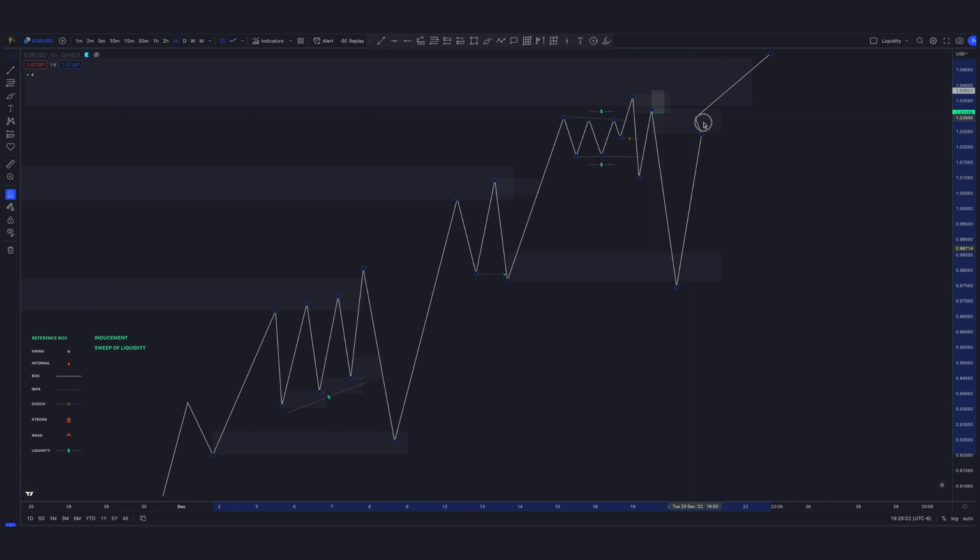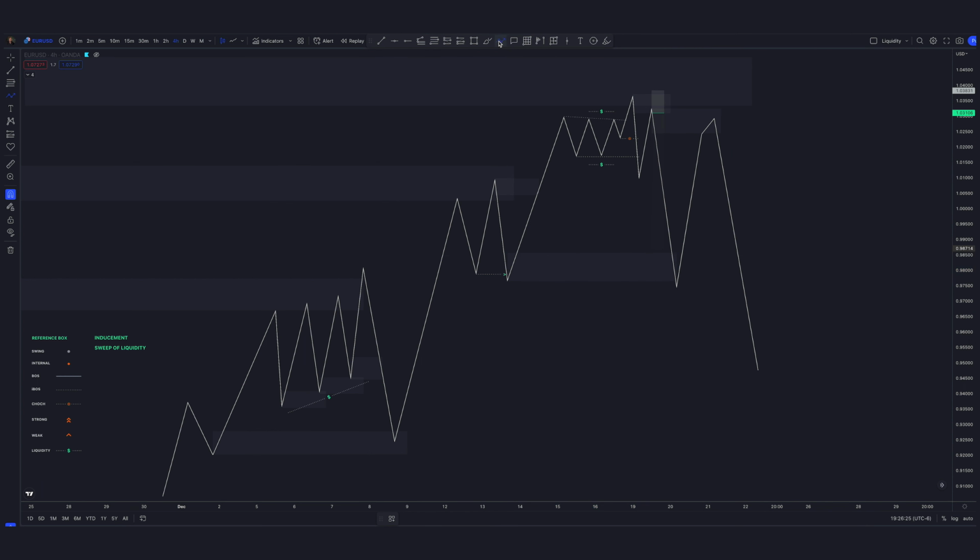Let me see how I can do this now. So we could already kind of see something like that, because this area was already swept. So why did price break this area? You know, so now this is gone. It had a sweep, the demand didn't hold.